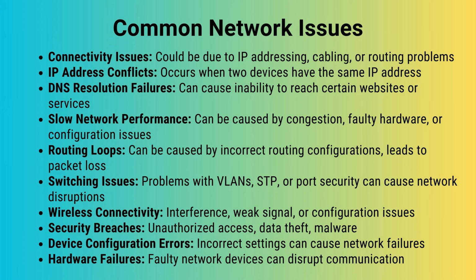Slow network performance might be caused by network congestion, faulty hardware, or misconfigured quality of service (QoS) settings. Routing loops, often caused by incorrect routing configurations, can lead to severe packet loss and network instability. In switched networks, issues with VLANs, spanning tree protocol, or port security can cause unexpected behavior or network outages. Wireless connectivity problems frequently involve interference from other devices, weak signals due to distance or obstacles, or misconfigured access points.